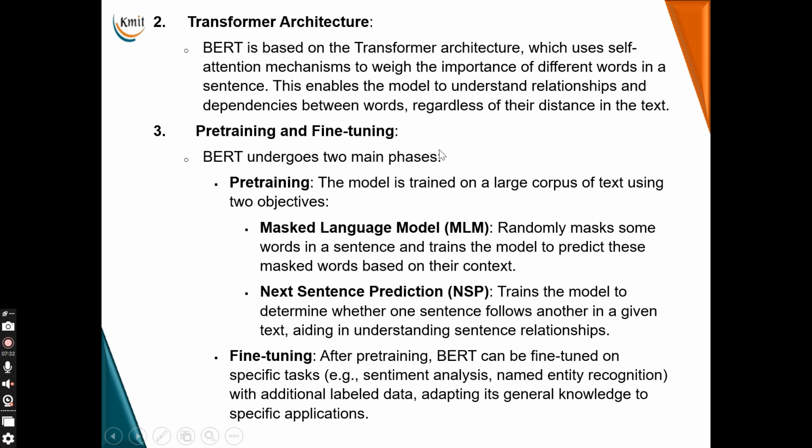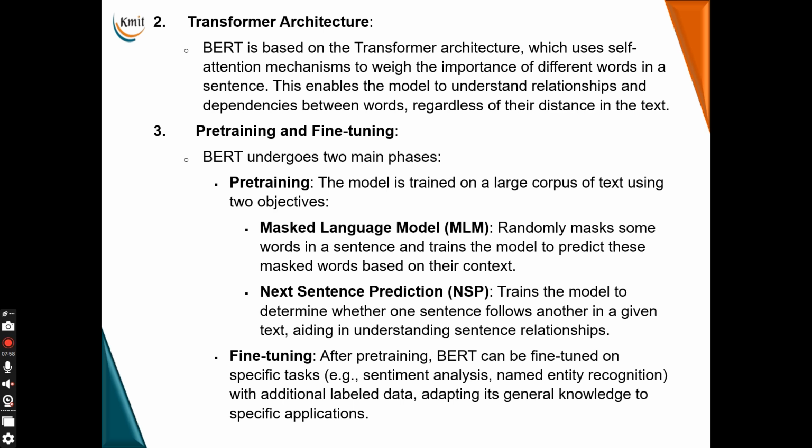Transformer architecture. BERT is based on the transformer architecture. Self-attention, all those mechanisms are used here, and it will also try to see the importance of different words in a specific sentence, and it will also try to see the interdependencies between words in a specific sentence.